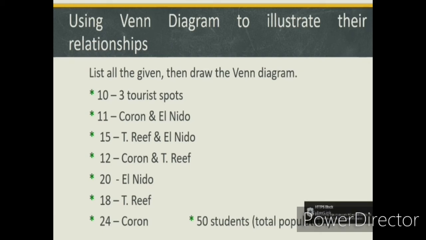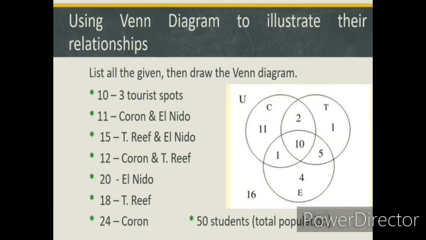And let us not forget that the total population, or the total students who went to Palawan province in general, are only 50 students. So how do we deal with this? First, you have to make 3 circles, or 3 Venn diagrams, since the problem mentioned that they visited 3 tourist spots: Coron, El Nido, and Tubataharif. So you have 3 circles. Next, you have to find the intersection of the 3 circles.